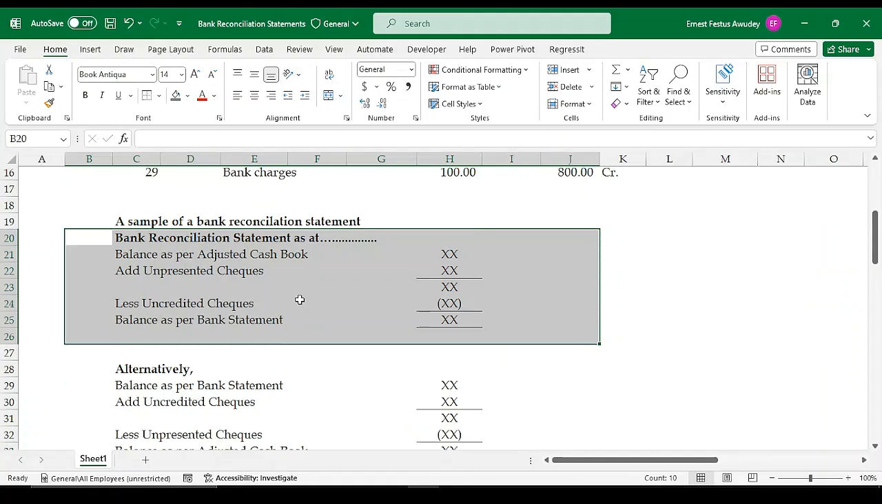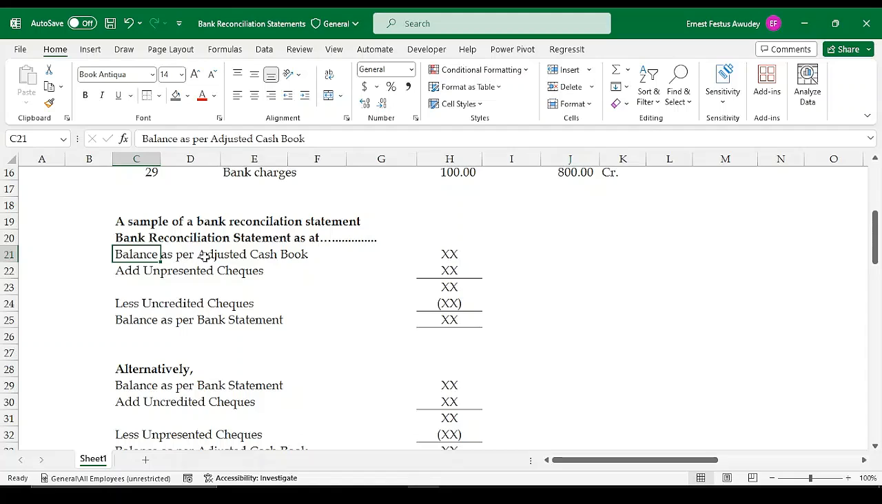Then you have what we call balance as per adjusted cash book. Later on, I'll explain what the adjusted cash book is. There are various ways of presenting the bank reconciliation statement, so you have to be very careful what balance you are using to start it with. When you start with the balance as per the adjusted cash book, you have to add the unpresented checks. Right now, when I mention the term, you should be able to relate because you are familiar with it. And then you are going to less uncredited checks.